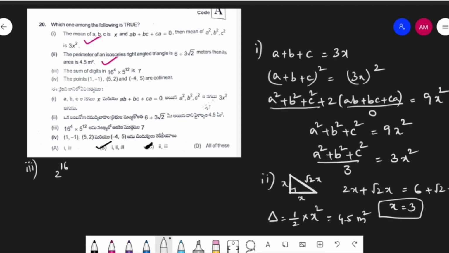16 is 2 power 4. We have whole power 4, 2 power 16. Into how much? 5 power 12. So how can we write this? 2 into 5 whole power 12 into, we got 12. What is remaining? 4. That means 2 power 4 is remaining. 2 power 4 is nothing but 16.